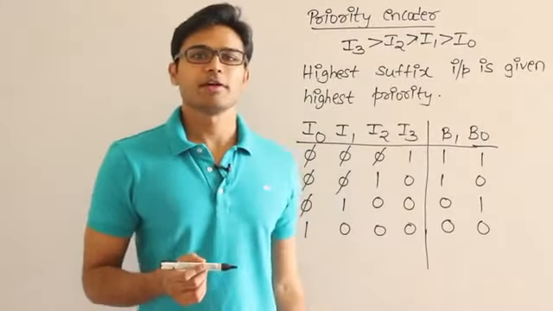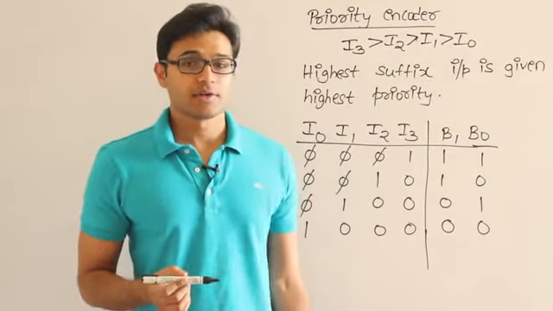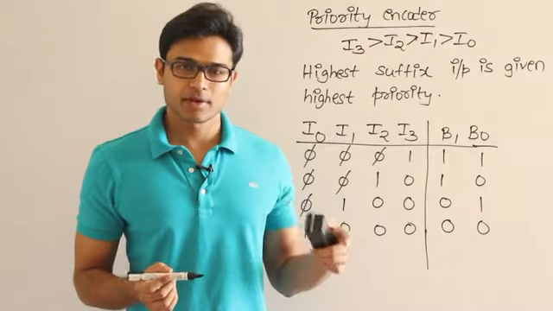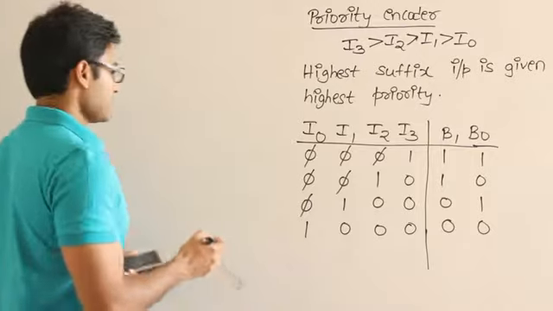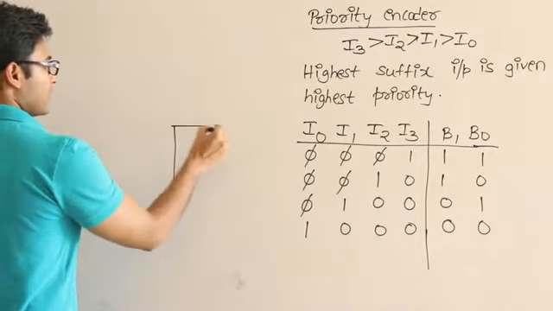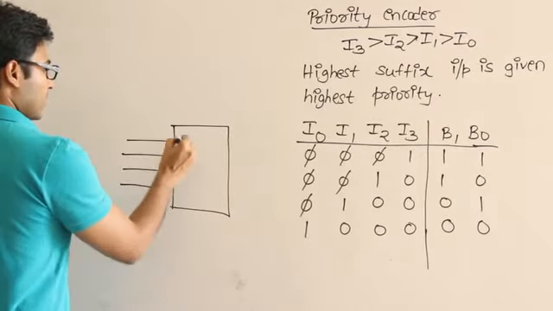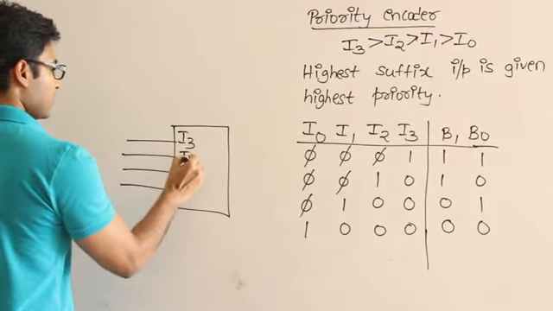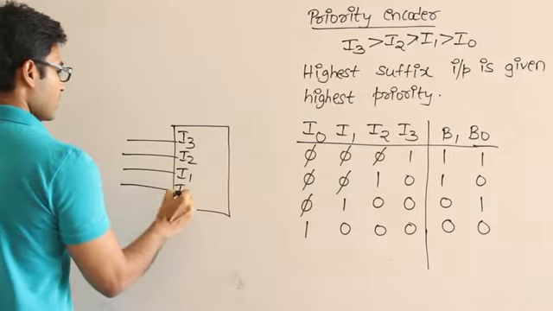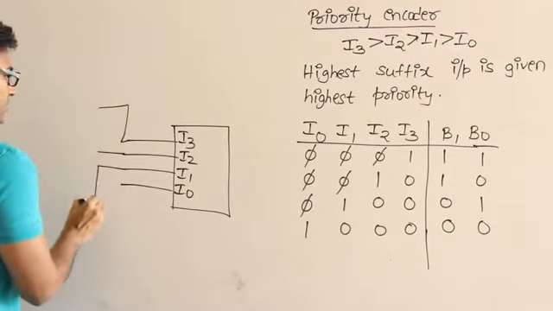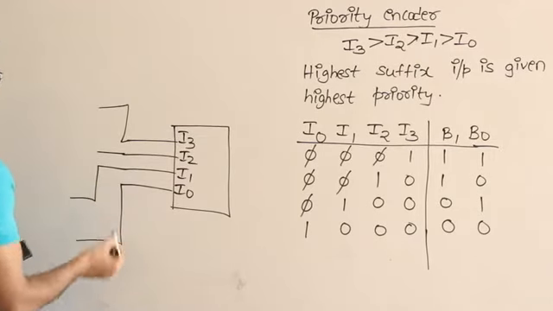Now let's talk about priority encoders. Priority encoders are very useful when it comes to connecting devices which have priority. So assume that it is a 4x2 priority encoder, and this is I3, I2, I1, I0, and these are the devices. Devices are connected to this, each one.